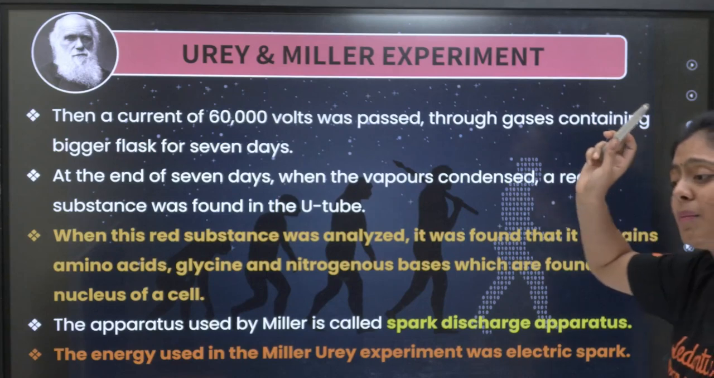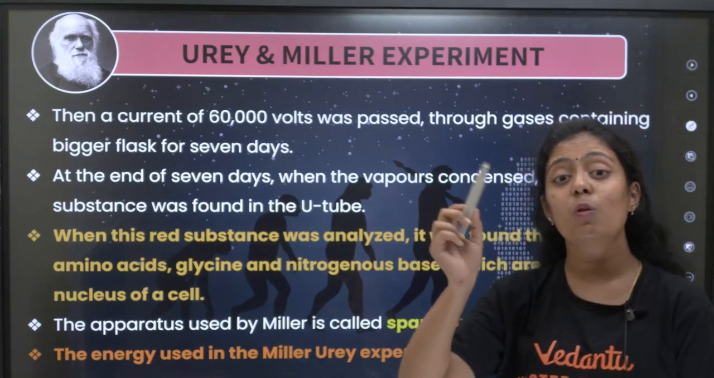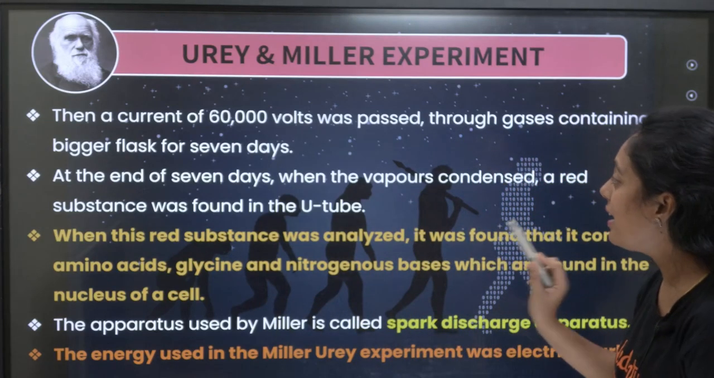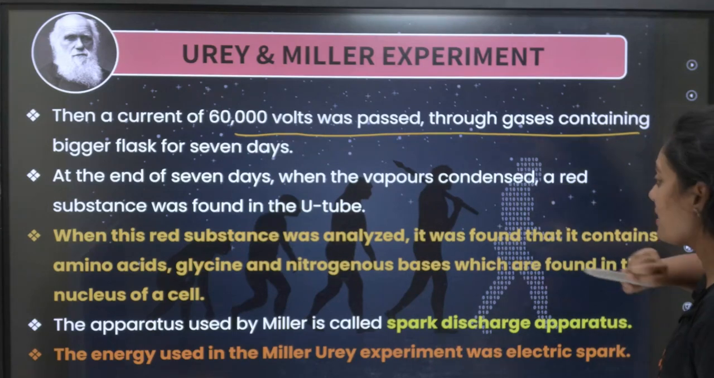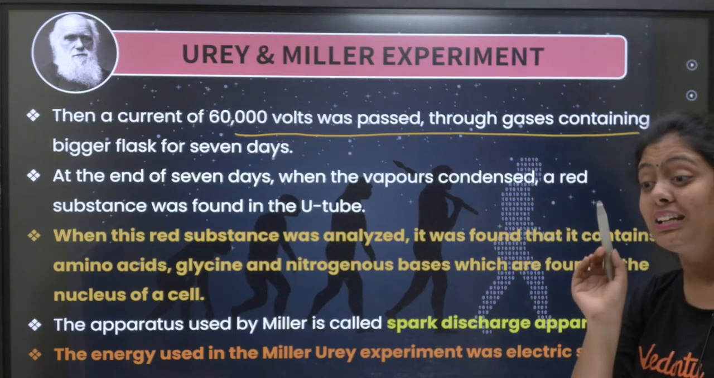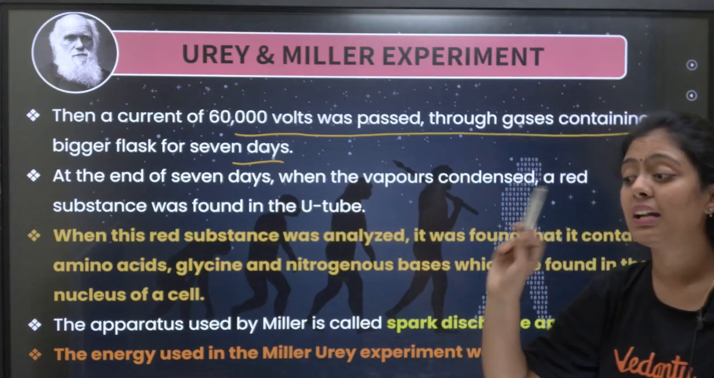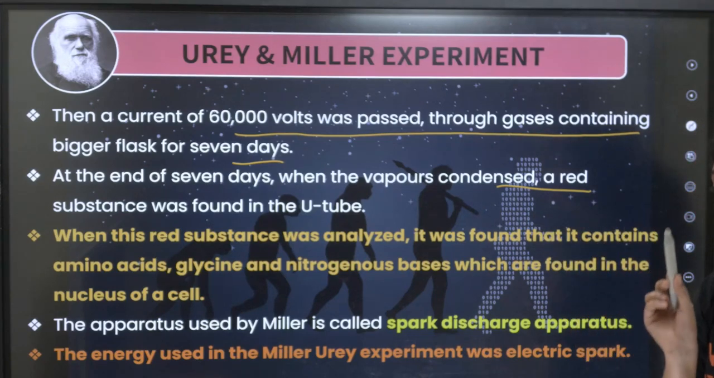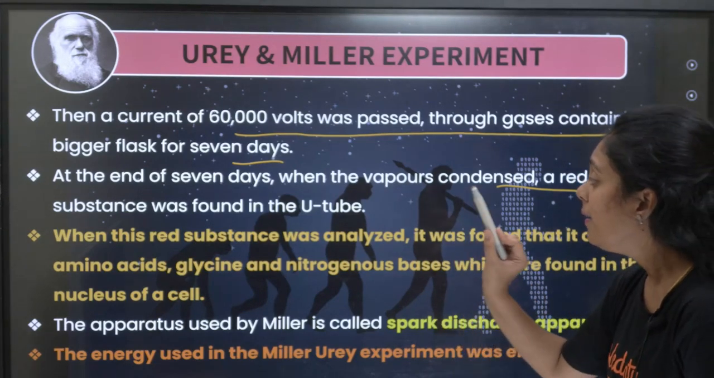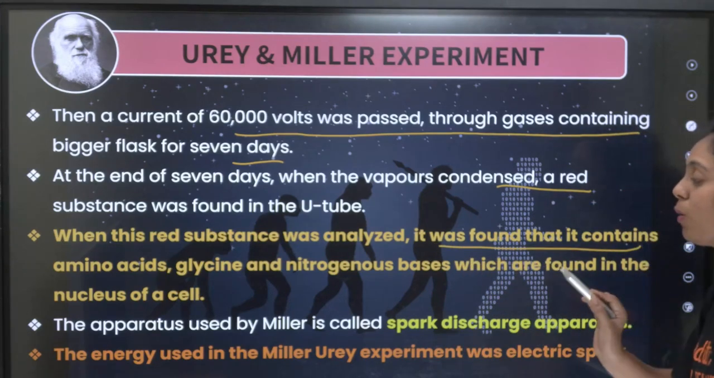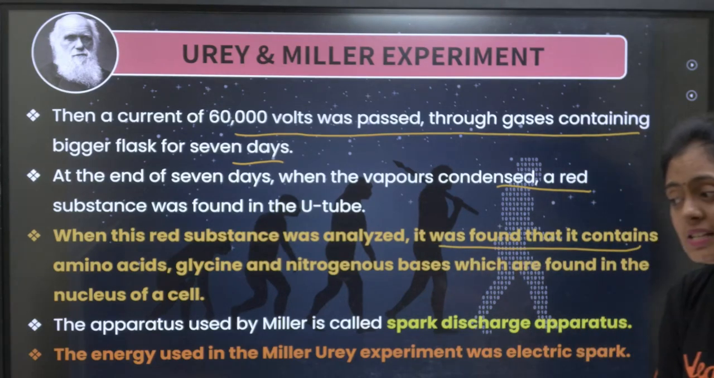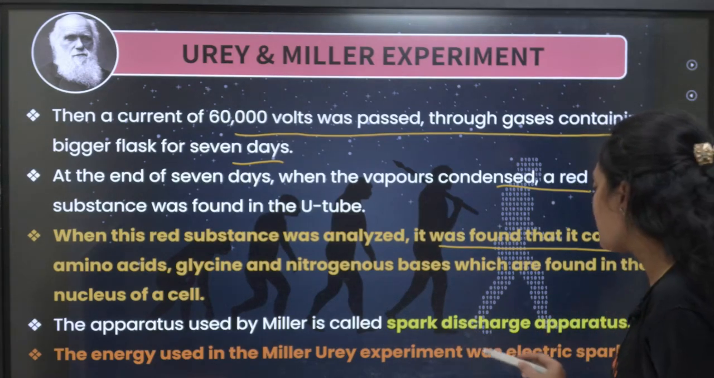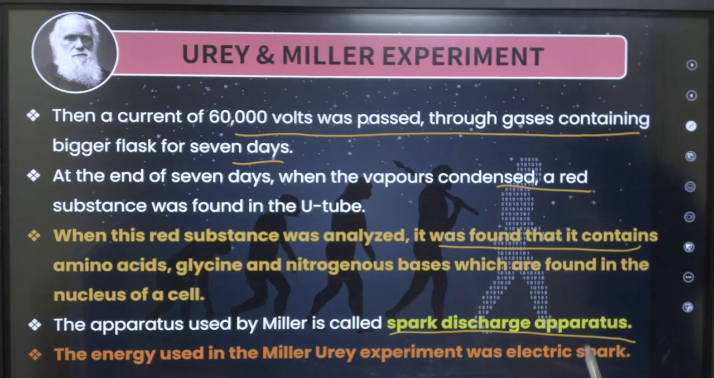Okay, in those days, who would have produced electricity? In those days you had lightning, right? This lightning was a source of electricity. Okay, then a current of 60,000 volts was passed through the gases containing the bigger flask for 7 days. He conducted this experiment for 7 days. At the end of 7 days, when the vapors condensed, a red substance was formed in the U-tube. Okay, when this red substance was analyzed, it was found that it contains amino acids, glycine, and nitrogenous bases, which are found in the nucleus of the cell.